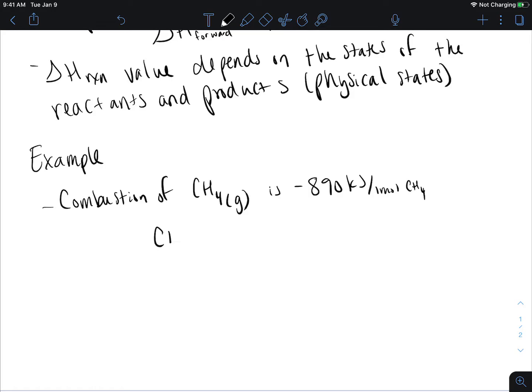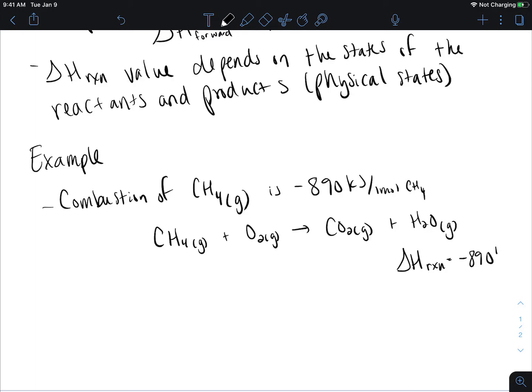And we'd write this as CH4 gas plus O2 gas goes to CO2 gas plus H2O gas. And our delta H of our reaction is equal to negative 890 kilojoules per reaction, or per mole. And then, of course, we would need to balance that like so. So this is 890 kilojoules per 1 mole of methane, or per 2 moles of oxygen that are reacted, or per 1 mole of carbon dioxide that is produced, or per 2 moles of water produced.